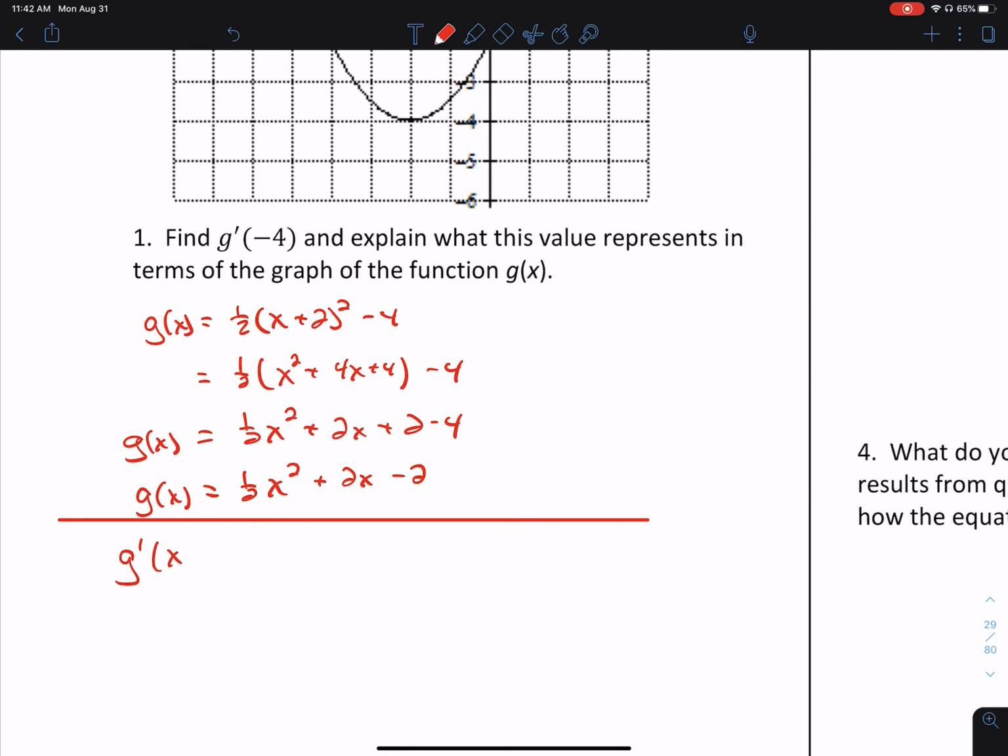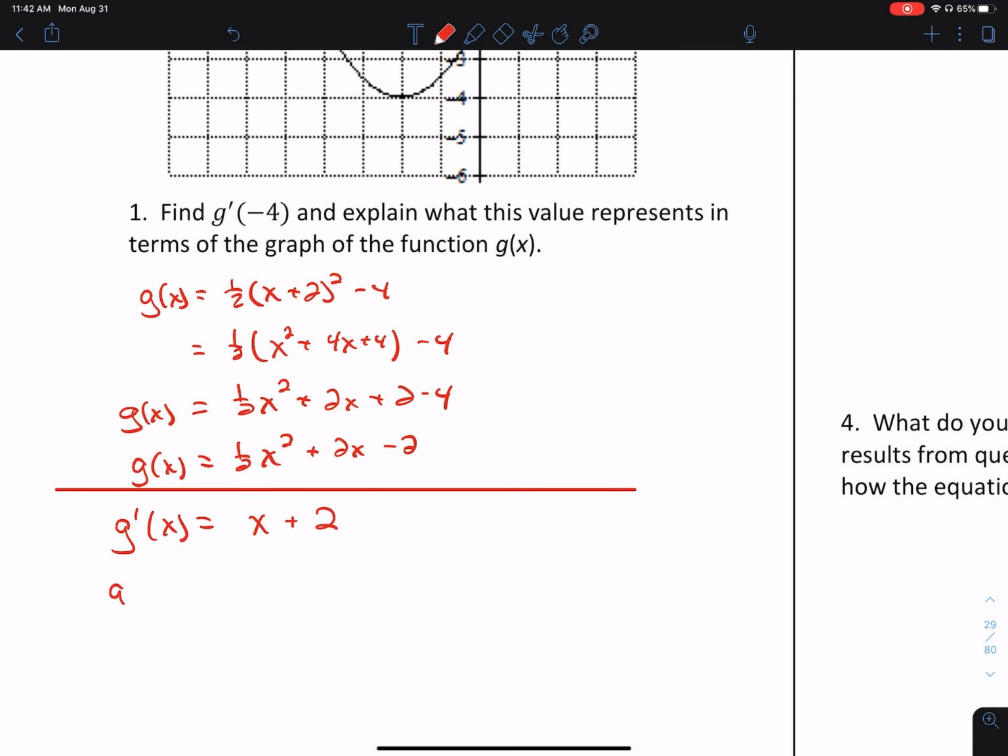G prime of x, I'm going to use the power rule. 2 times 1/2 is 1. Subtract 1 from the exponent. It's going to give me 1x to the first plus. Derivative of 2x is 2 because this exponent is 1. 1 times 2 is 2. Subtract 1 from the exponent and we get x to the 0. X to the 0 is 1. The derivative of a minus 2 is 0.